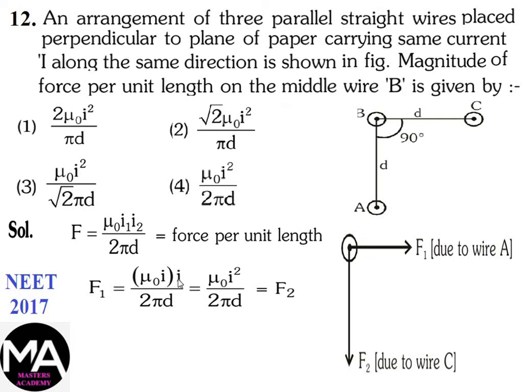Therefore, mu naught into I by 2 pi d. Mu naught I square by 2 pi d. F1 is equal to F2. The net force acting here is F net is equal to square root of F1 square plus F2 square. On calculating, you will get mu naught I square by 2 pi d into root 2. Therefore, root 2 by 2 is 1 by root 2. Therefore, mu naught I square by root 2 into pi d. Option is third one, mu naught I square by root 2 into pi d.